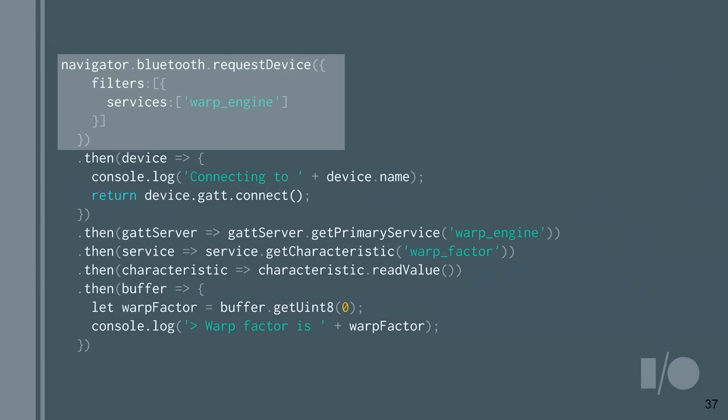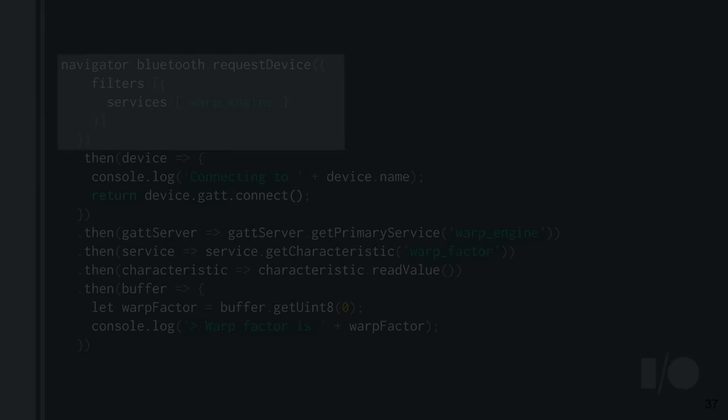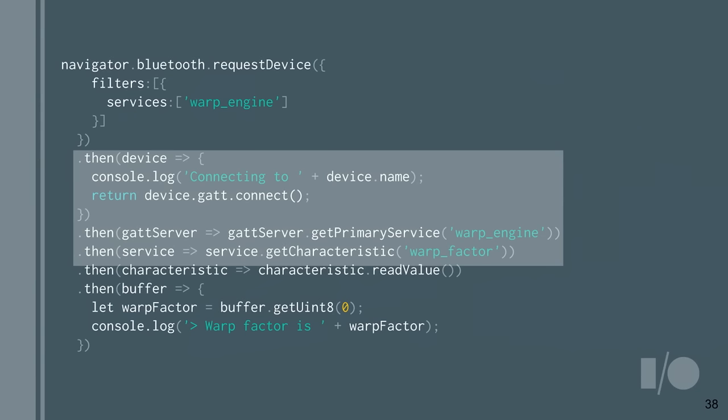Okay, let's look at code. So how do you use the API? The API is actually very easy. So the first section of the code, we're providing what's called the filter. And we're basically telling the scanner for the Bluetooth devices that we're interested in a device nearby that's supporting a service called the Warp Engine service. Okay, so Chrome will find it. It'll show a list to the user. The user picks it from the chooser. And once the user has selected it, the rest of the code is run asynchronously.